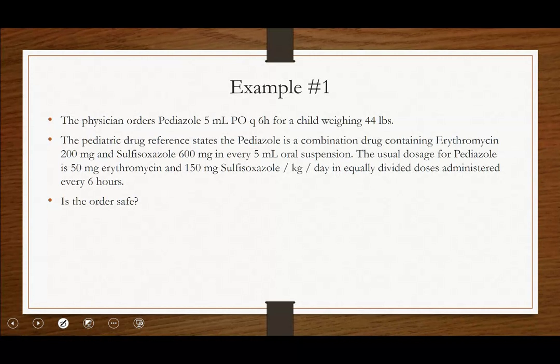The usual dosage for pediazole is 50 milligrams erythromycin and 150 milligrams sulfadoxine per kilogram per day in equally divided doses administered every 6 hours. And we're asked to determine if the order is safe. Since this is a combination, what we'll need to do is actually calculate for both the limits for the erythromycin and sulfadoxine separately. Let's look at the erythromycin first.